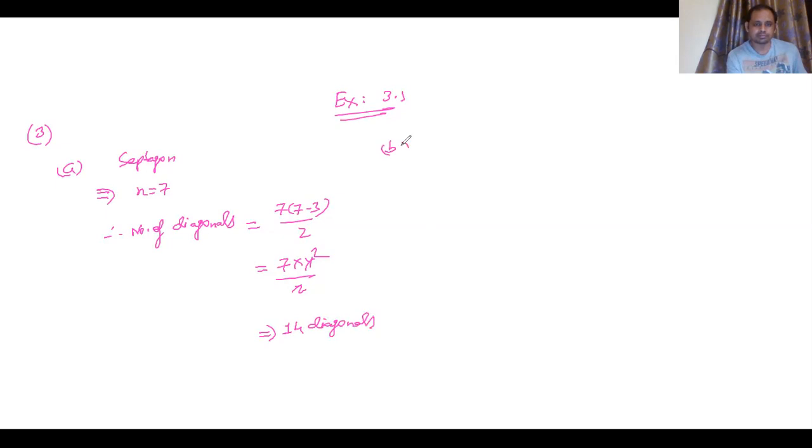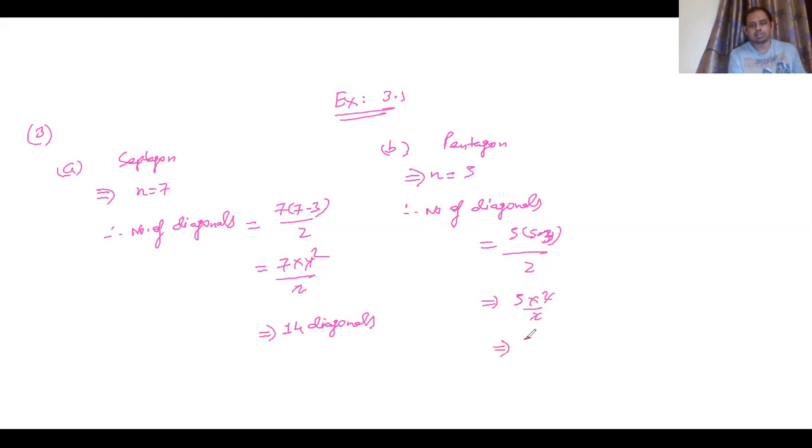Similarly, 3B. Pentagon. Pentagon means n equals 5. Therefore, number of diagonals is given by 5 into 5 minus 3 upon 2. That means 5 into 2 upon 2. 2 cancels. 5 diagonals.